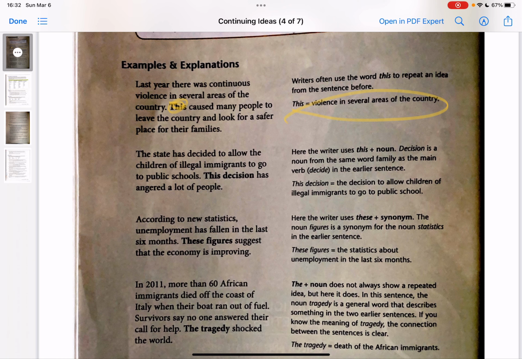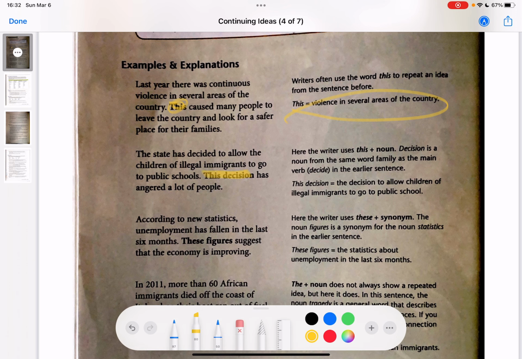In the next example, we see another continuing idea here. We see this decision. So we can also use this plus a noun. We can use this alone, or we can use this plus a noun to talk about a continued idea, an idea from the previous sentence that we want to continue in the next sentence. So here, this decision is referring to the decision to allow illegal immigrants to go to public school. We could also say these, for plural nouns. Look at the next example.